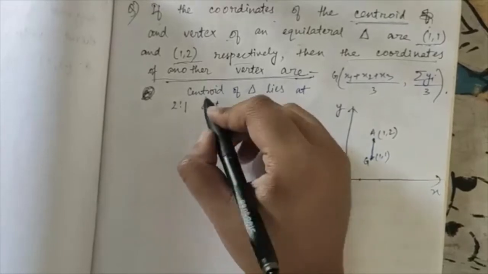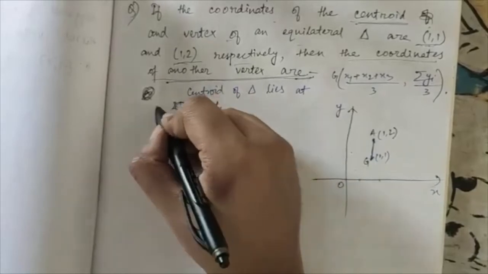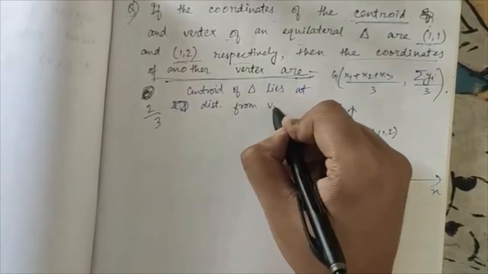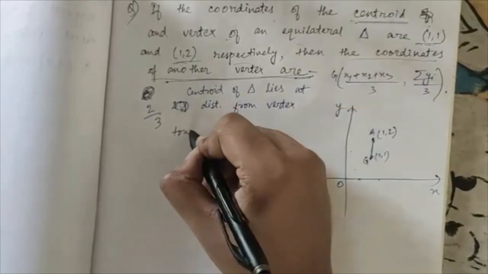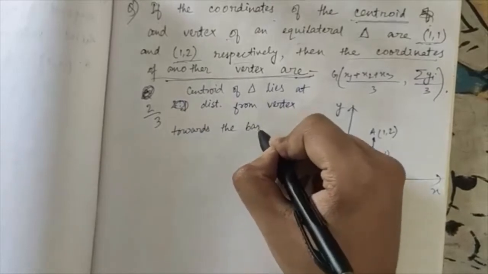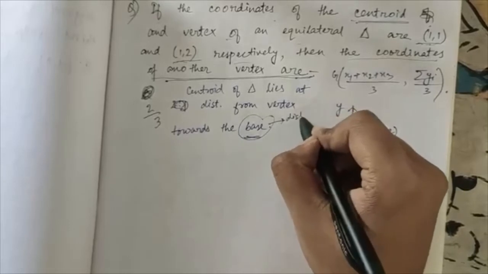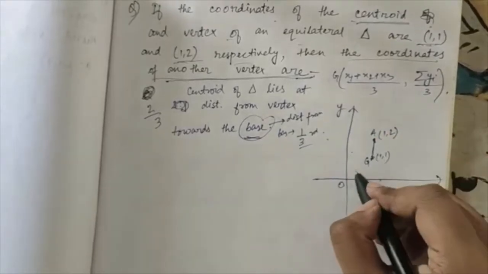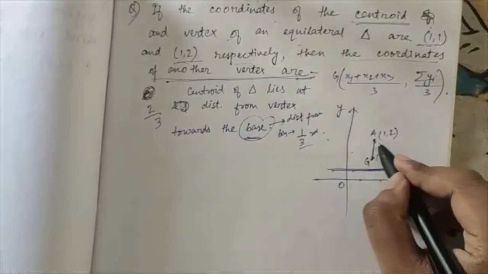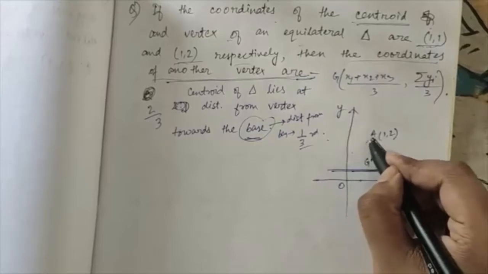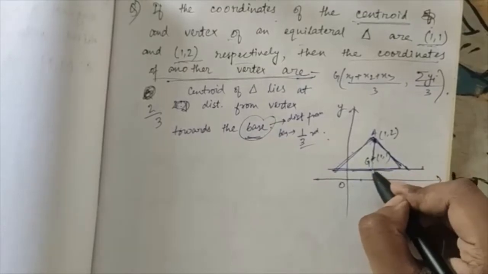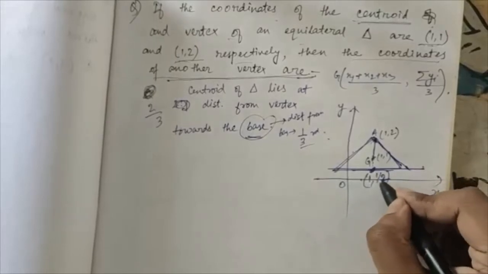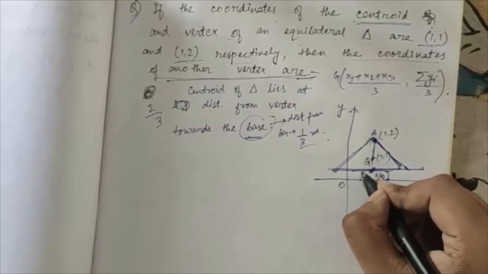To be clear, we can write it as 2/3. The centroid of the triangle lies at 2/3 distance from the vertex towards the base. So the distance of the centroid from the base will be 1/3 of the total distance between the top vertex and the base. Now let me extend the point G to the base and denote it as D, whose coordinates will be (1, half). Why have I taken it as half?